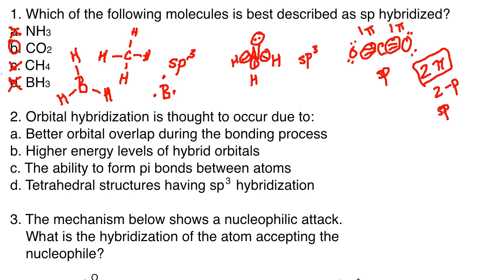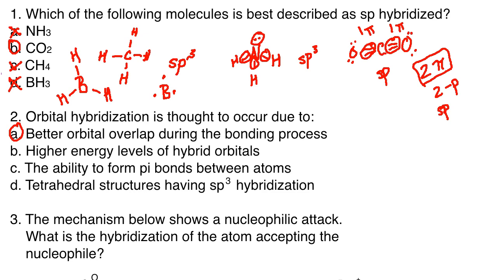Number 2, orbital hybridization is thought to occur due to, and we have several options here, better orbital overlap during the bonding process. Well, that's true, so we can already select that. Let's take a look at the others just to see. Higher energy levels of the hybrid orbitals. Well, that's incorrect. That's not one of the reasons that we promote this.